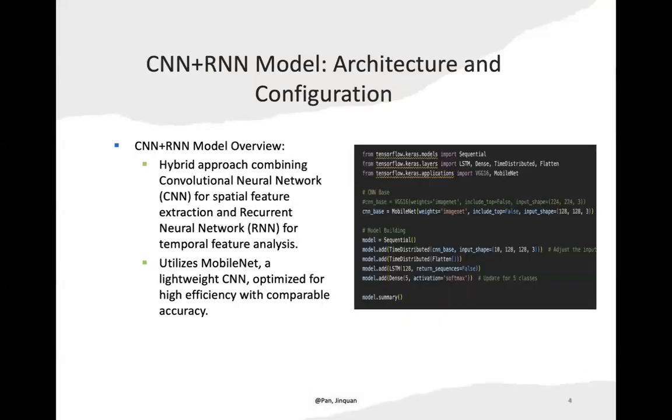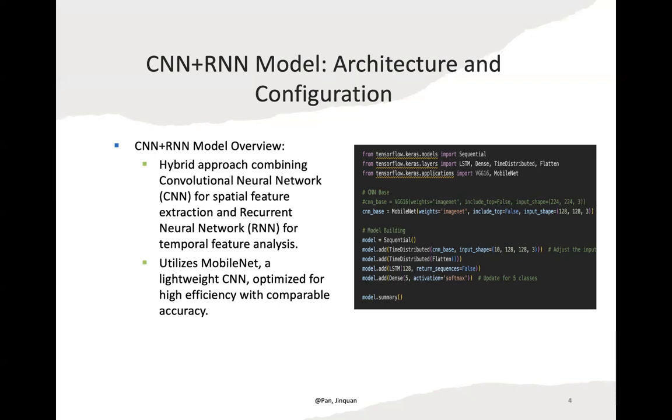So next, we're going to dive into the combination of the CNN and RNN model and its architecture. In the actual build here, we have four layers. The first layer is the MobileNet architecture. This is a key component selected for its efficiency, which is paramount when dealing with the high volume of data present in the video frames. This efficiency does not come at the cost of accuracy, and it makes it an ideal choice for real-time applications.